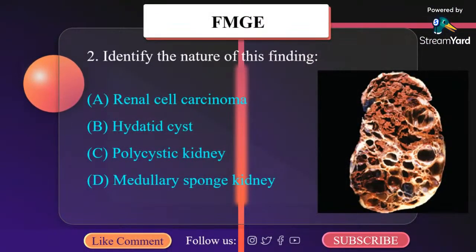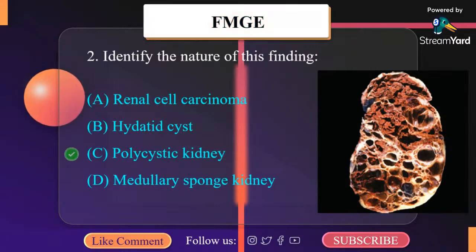Identify the nature of this. Here it is a polycystic kidney disease. So let us see the options. A. Renal cell carcinoma, B. Pediatric cyst, C. Polycystic kidney, D. Medullary sponge kidney. It is a polycystic kidney.